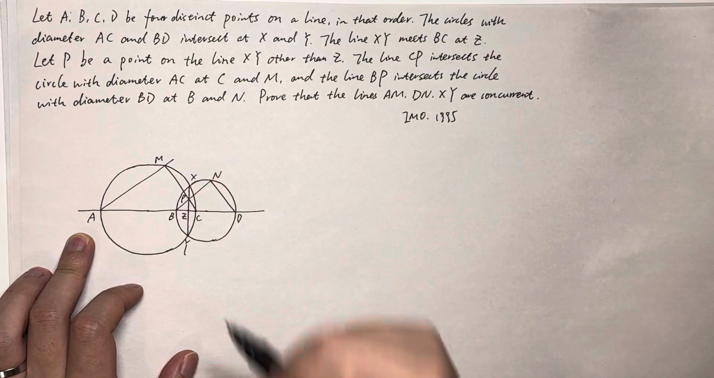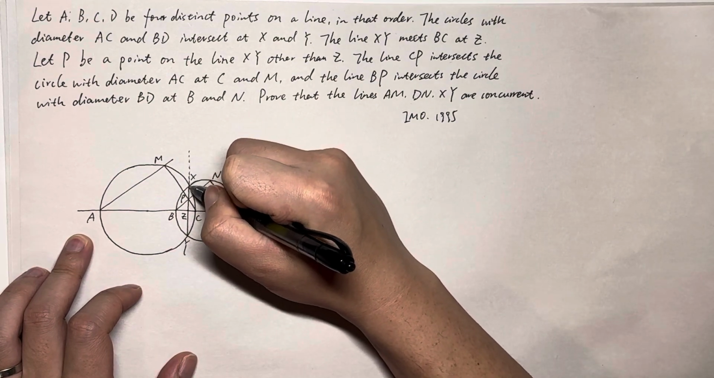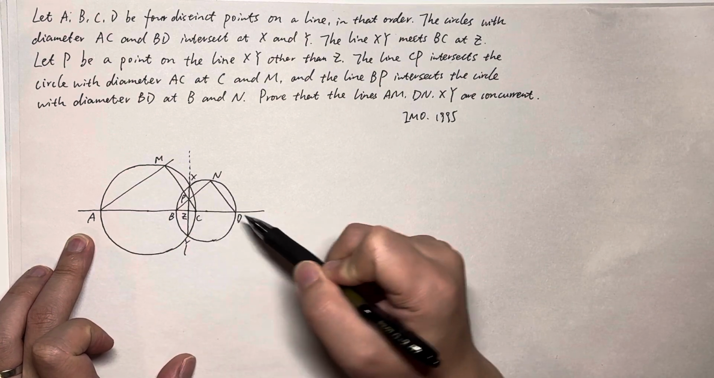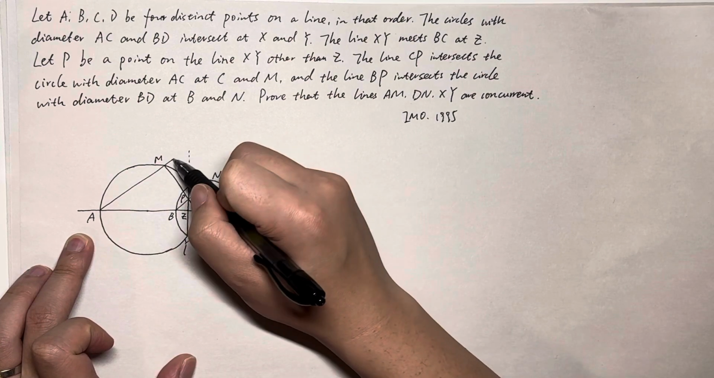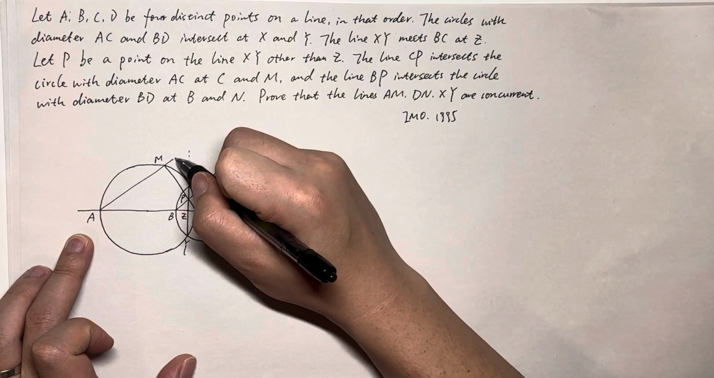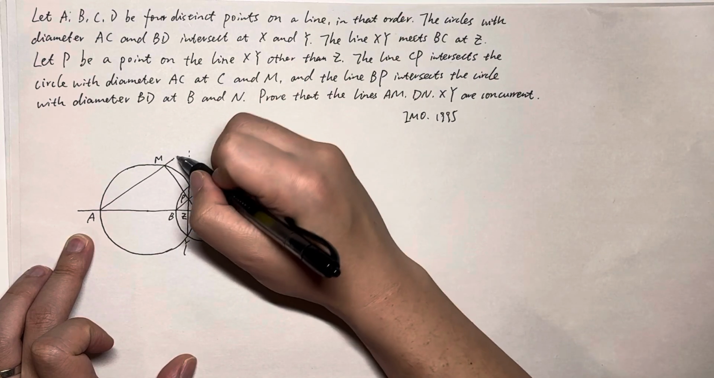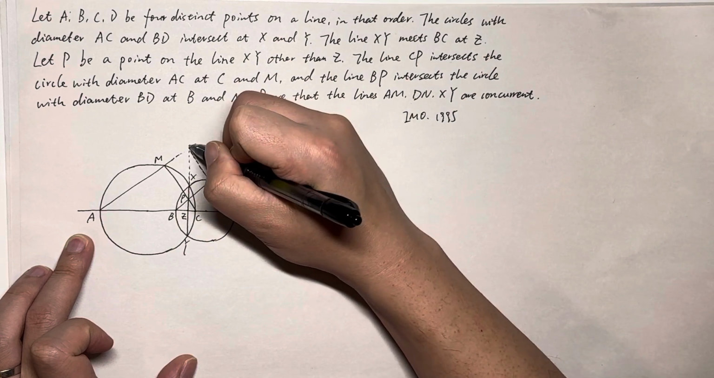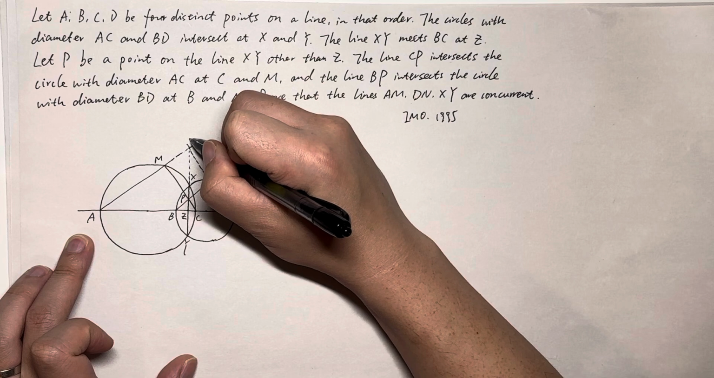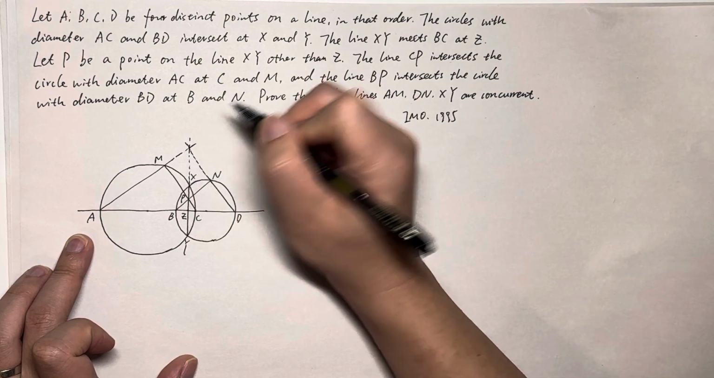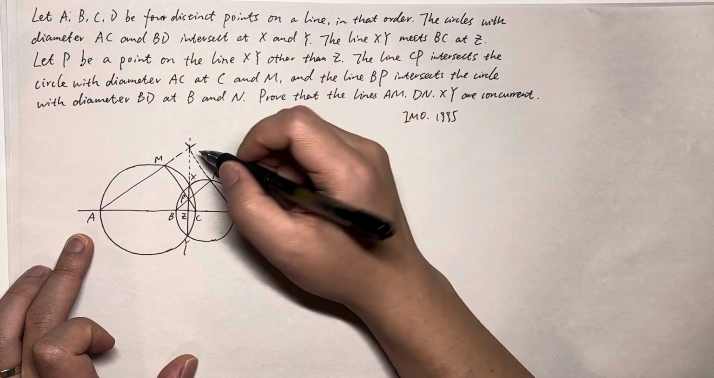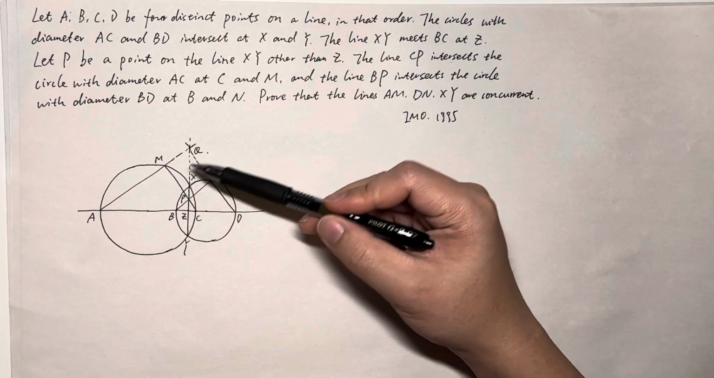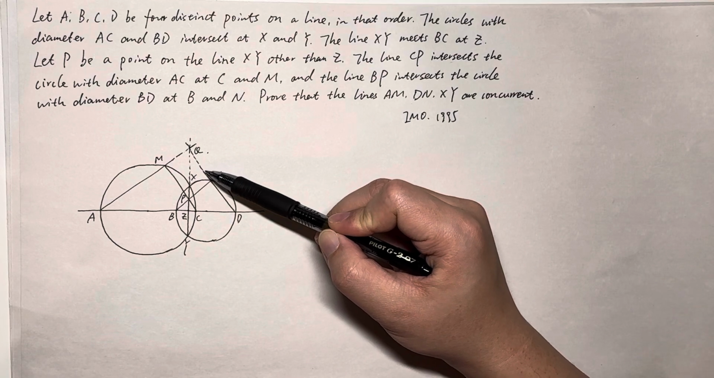So if we just think about the problem, it's asking us to prove that AM, XY, DN are concurrent. So if we extend YX and AM, DN, we want to prove they meet at a single point, right? Let's call this point Q.